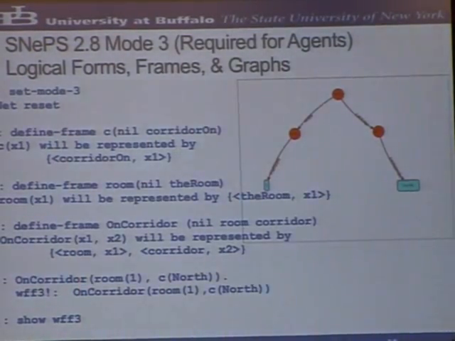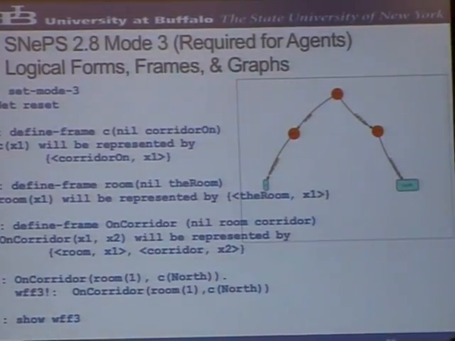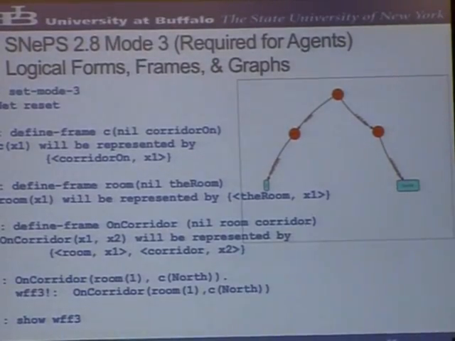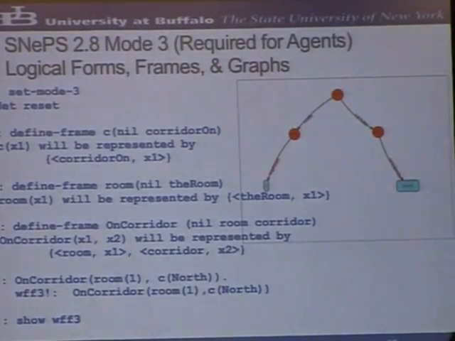If you want to see the formal connection between the logic notation, the frame notation, and the graph notation, see a paper that Dan Schlegel and I had in the GKR from two years ago. It's Lecture Notes in Artificial Intelligence, some number or other. You can find a reference on our website. Okay, so this is the mode we'll be using today to define the delivery agent.